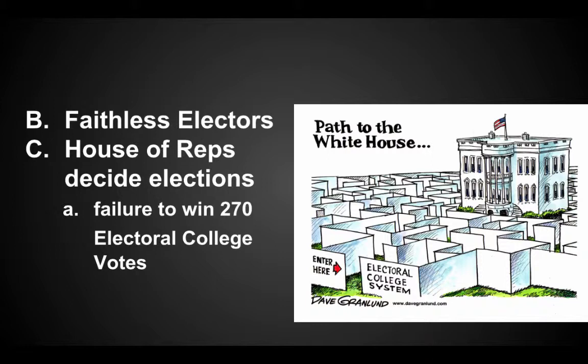The third major flaw in the Electoral College is if no candidate wins a majority of the electoral votes, in this case 270 electoral votes, then the popular vote no longer matters, and instead the election would be decided by the House of Representatives. So these are 3 main flaws in the Electoral College. The winner of the popular vote may not always win the election. Second, you could have a faithless elector. Or third, you could have the House of Representatives deciding the election.